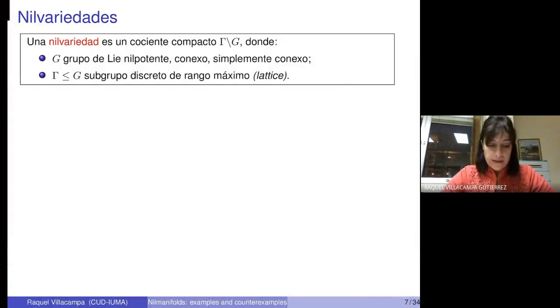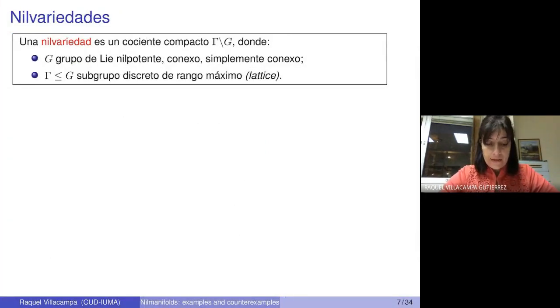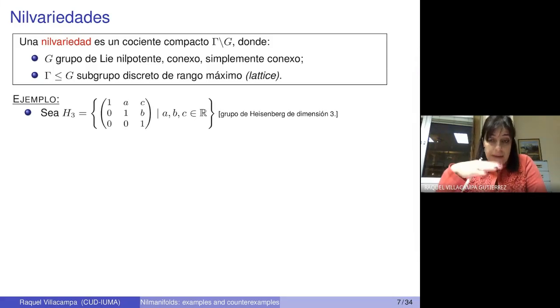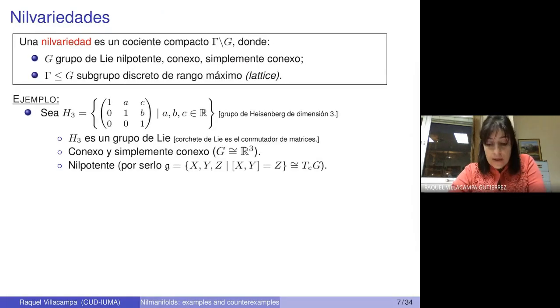I'm going to focus my attention on nilmanifolds. A nilmanifold is a compact quotient G over gamma, where G is a Lie group that is simply connected and nilpotent, and gamma is a discrete subgroup of maximal rank that can be named a lattice. As an example, we consider the set of upper triangular matrices with 1 in the main diagonal. This is called the Heisenberg group of dimension 3. Well, this group is in fact a Lie group where the Lie bracket is given by the commutator of matrices.